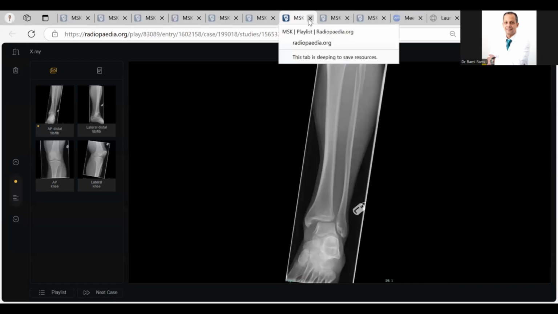You did very well in this last case. There is some measurement here. The medial clear space should be more than 6 millimeters to be abnormal. Also, you should diagnose Maisonneuve fracture when you see a loss of the overlapping of the distal tibiofibular joint.